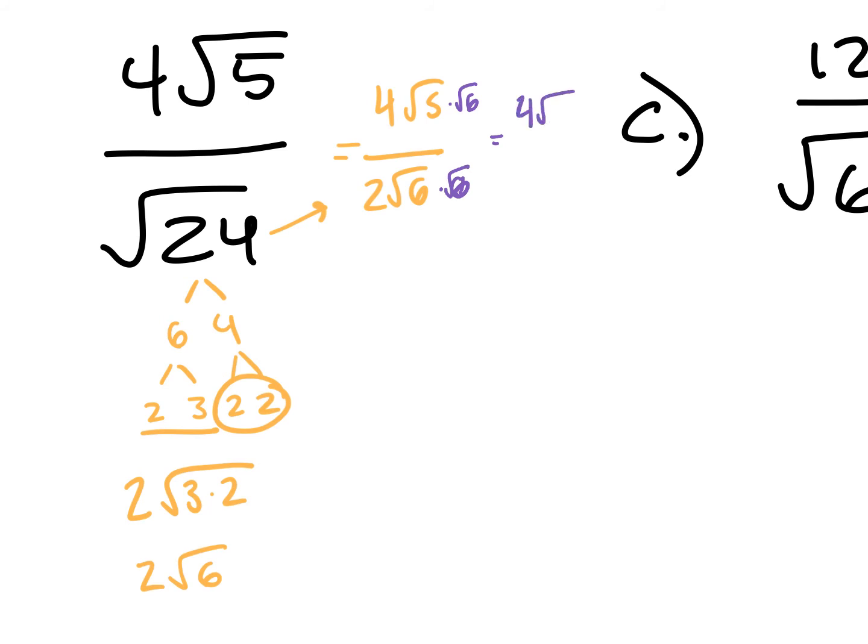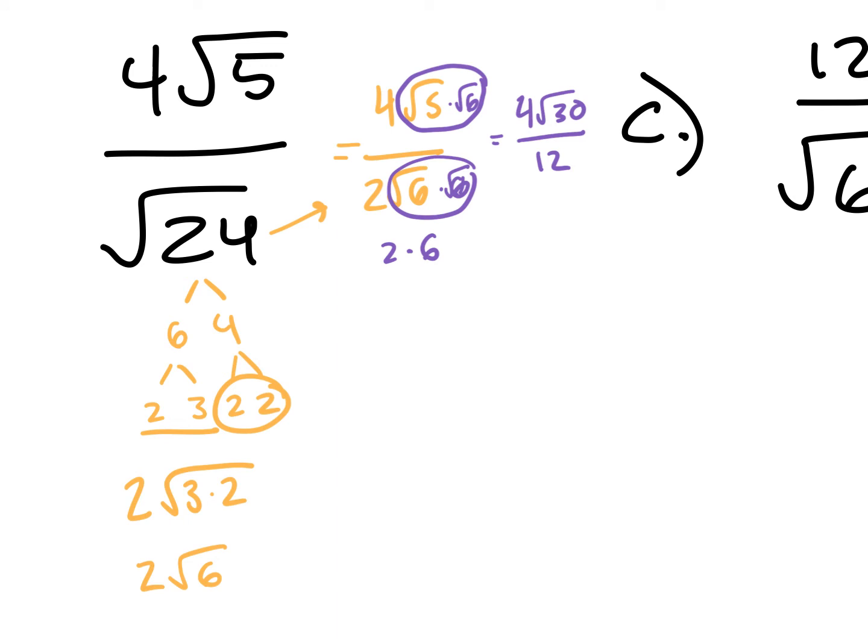Awesome. 4 square root 30. So I can multiply the radicals together, but that 4 just stays outside. So 4 square root 30. What about on the bottom? What's square root 6 times square root 6? 6. So this is 2 times 6, which is 12. So I have 4 square root 30 over 12.